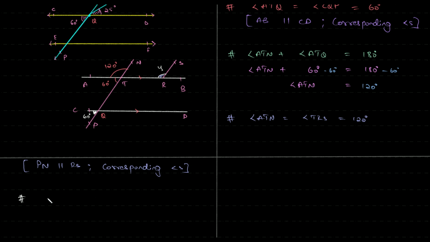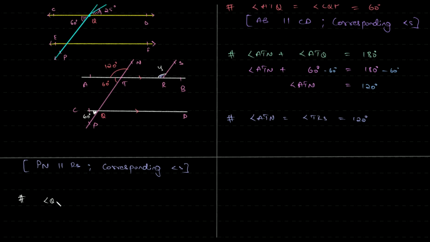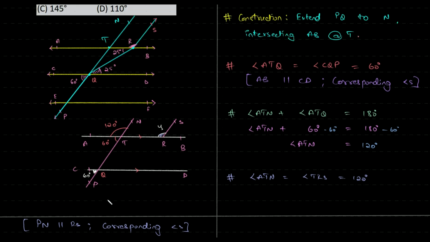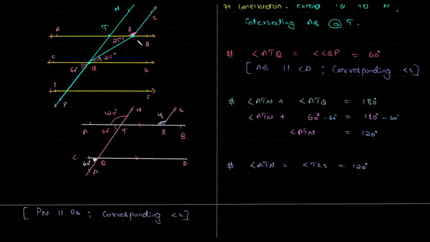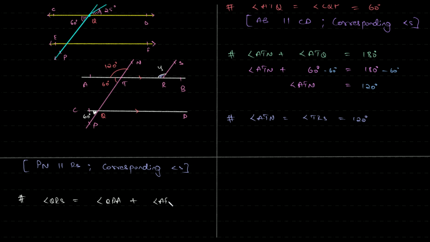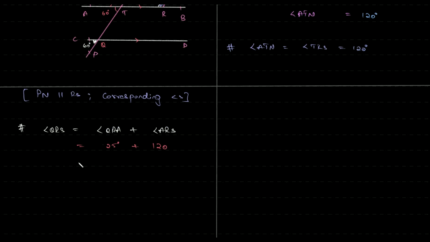So we have the final answer as what? Angle QRS is equal to angle QRA plus ARS. So this is equal to 25 degrees and this is equal to 120 degrees. Okay guys, end of it, that's what we have to find. Wait, not QRS. No, it's QRS only. Okay, it's a lot confusing going back and forth. So this is 145 degrees.